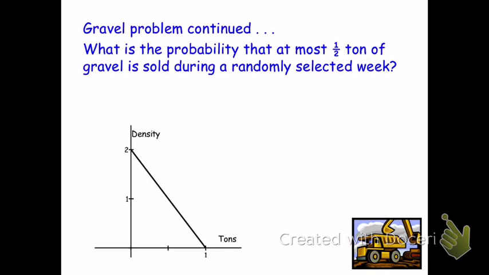So it says, what is the probability that at most 1/2 ton of gravel is sold during a randomly selected week? In that case, if it's at most 1/2, what does my probability statement look like? That x is what? Less than or equal to 1/2, because it says at most. So that means 1/2 is going to be my highest point.